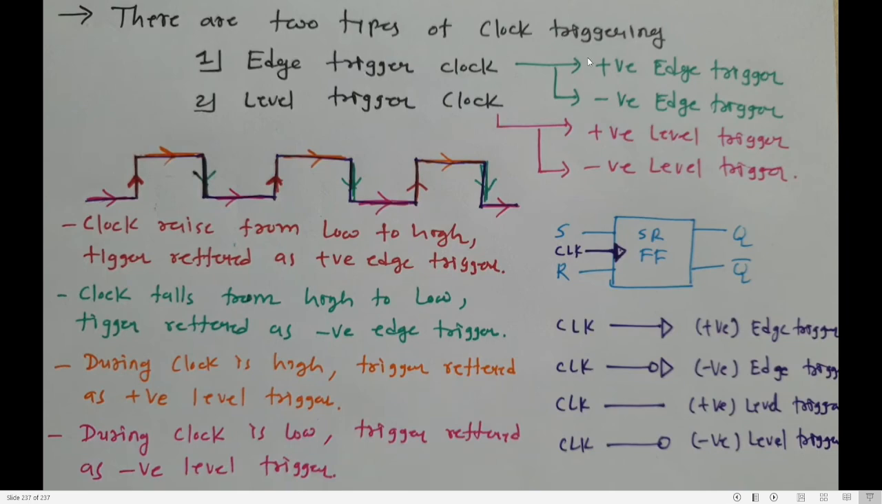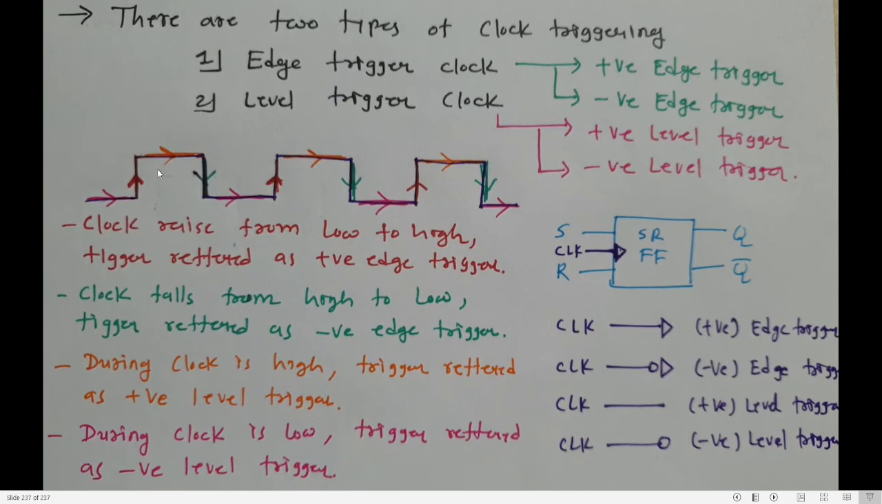It can be either positive or negative. So I call it positive edge triggering and negative edge triggering. Level triggering can be two types, positive level triggering and negative level triggering. Let us see what is edge, what is level, then let us see what is positive and what is negative.